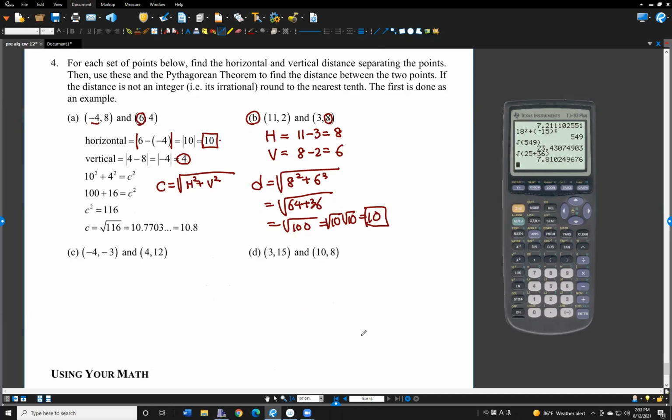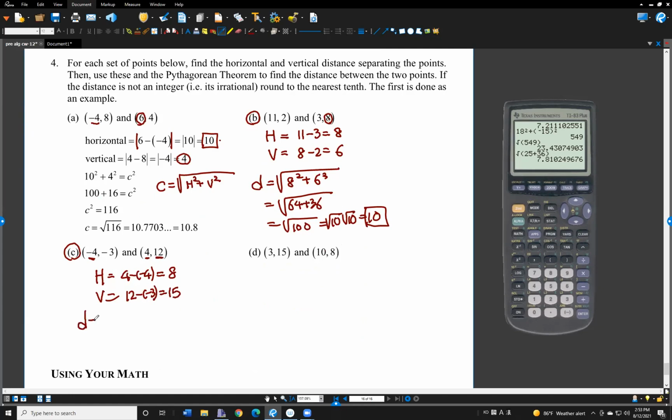Try C again. What is the horizontal length? Big one minus small one is better. 4 minus negative 4. That is a difference of 8. Vertical length, this is big. 12 minus negative 3. The vertical length will be 15.